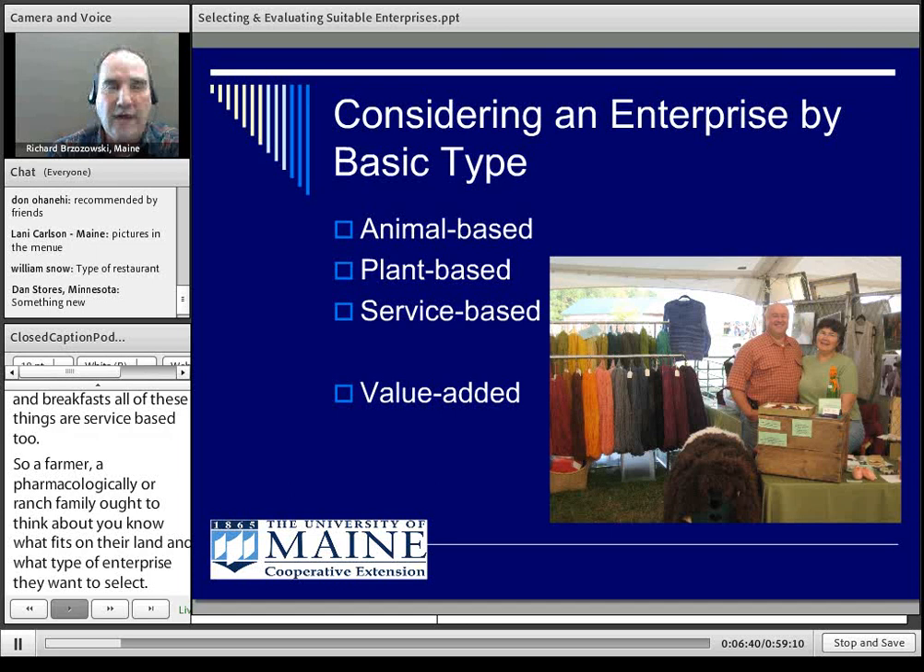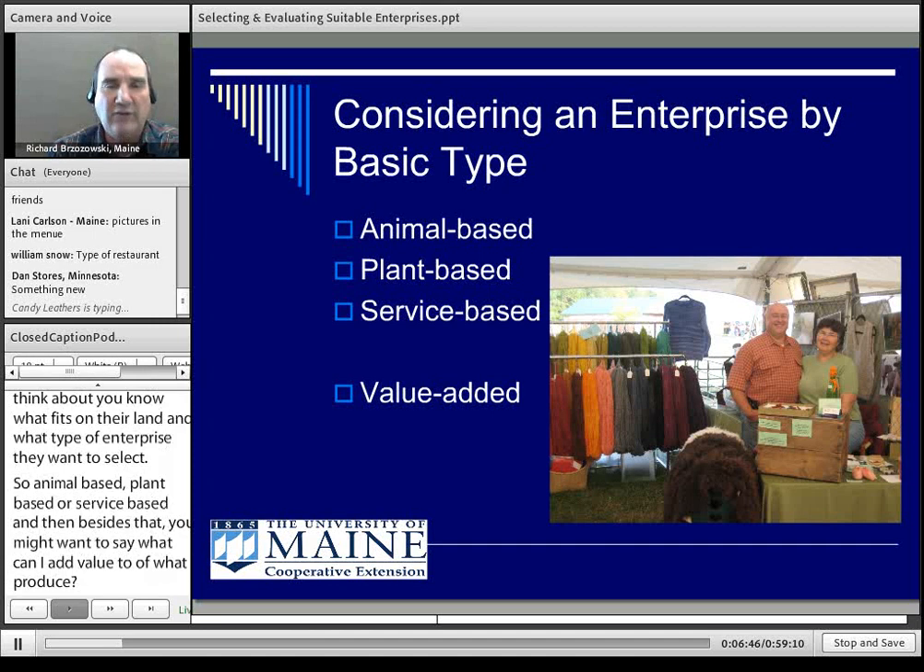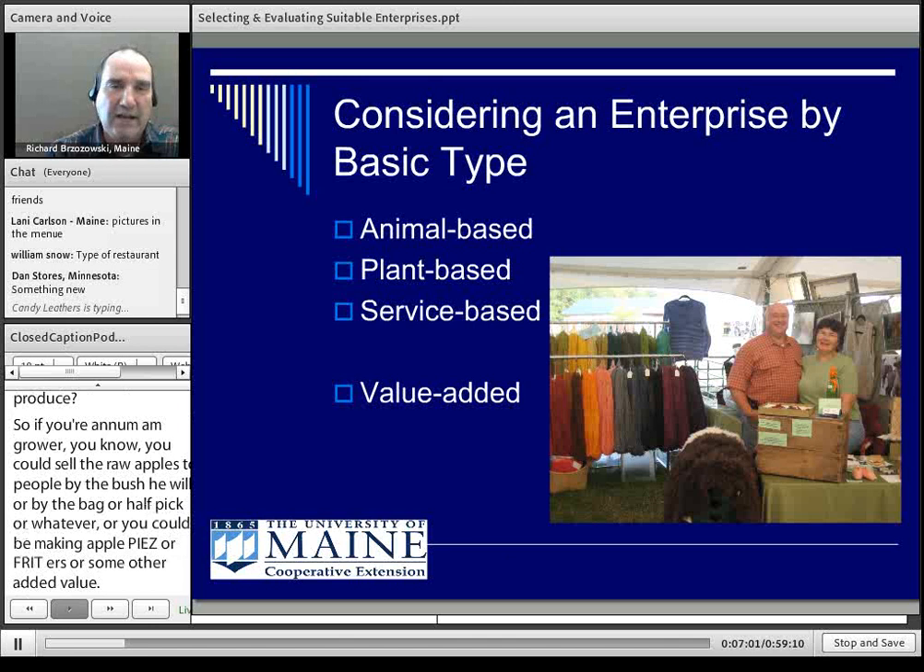So if you're an apple grower, you can sell the raw apples to people by the bushel or by the bag or half pack or whatever. Or you could be making apple pies or fritters or some other added value. So you need to think about that in any of these enterprises, not just the plant-based one, but the service as well as the animal-based enterprise. You think about adding value. So looking at an enterprise by the basic type is one way to select.